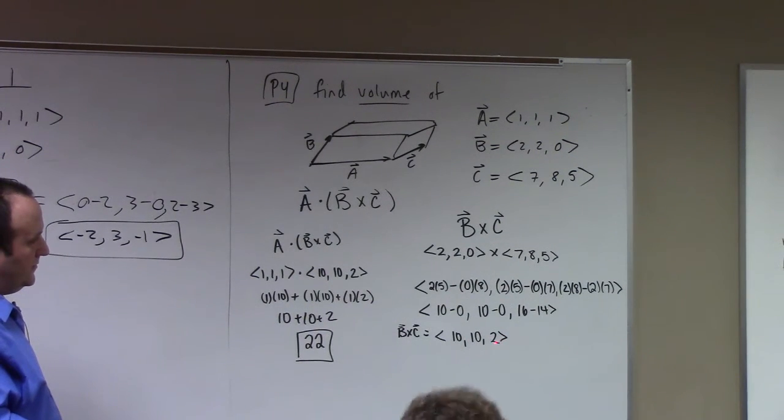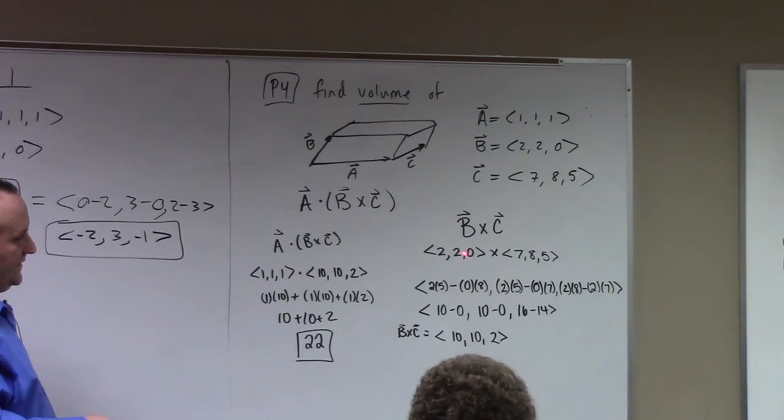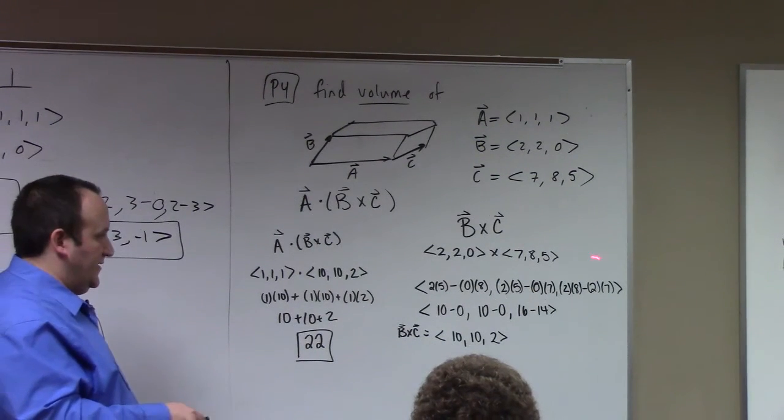Uh-oh. We have problems. Why do we have problems? Is this perpendicular to that? Look, this dot that is not 0. This dot that is not 0. Something is askew. Now, if I had to guess, it'll be the middle component.